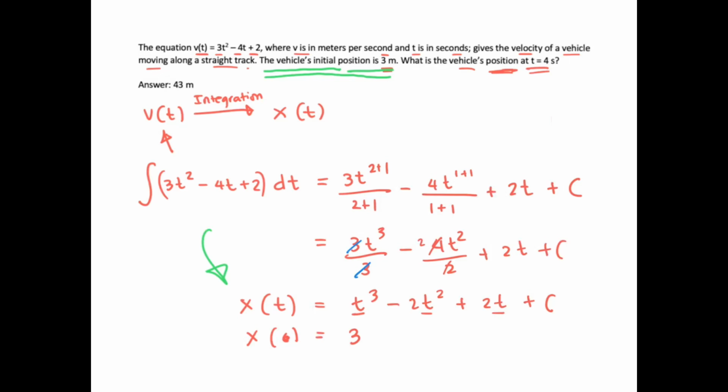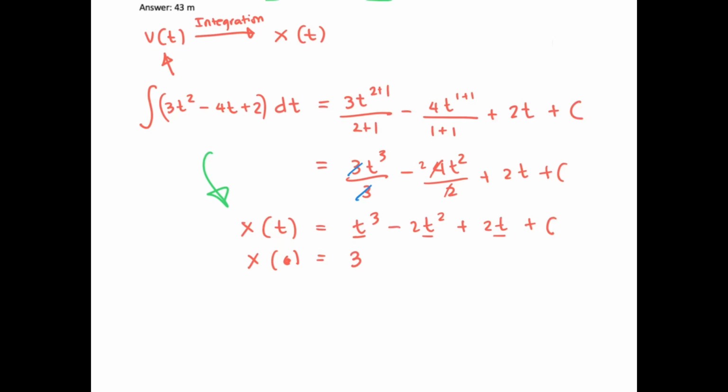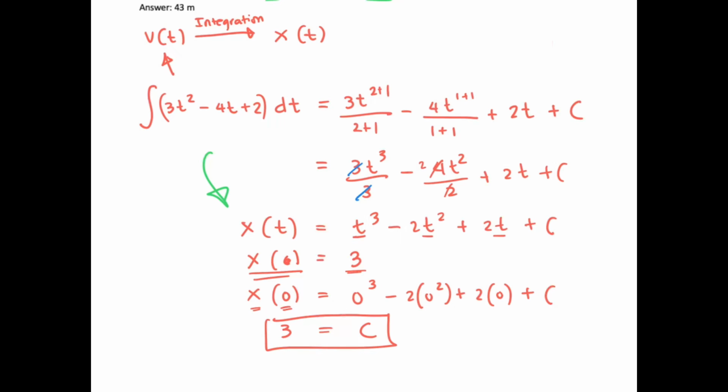Let's write that down. So we have x of 0 is equal to 0 raised to the power of 3 minus 2 times 0 squared plus 2 multiplied by 0 plus c. And since that's equal to 3, at time 0 our position is equal to 3, so that gives us c is equal to 3. Again, we just substituted x of 0 with 3. That's why we have this expression right here.